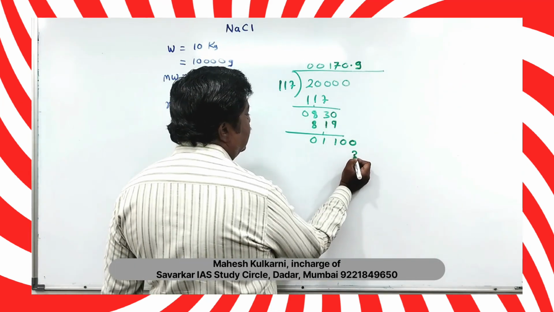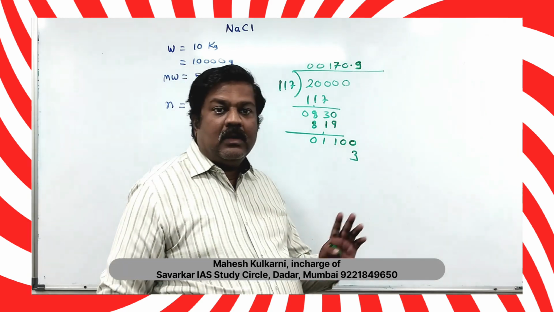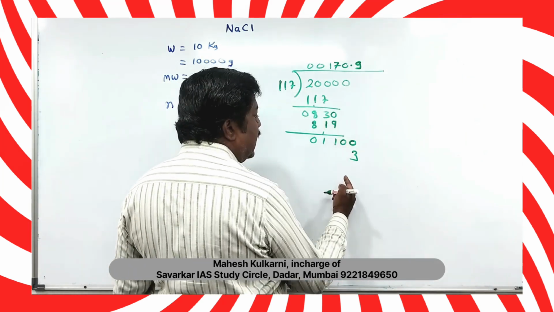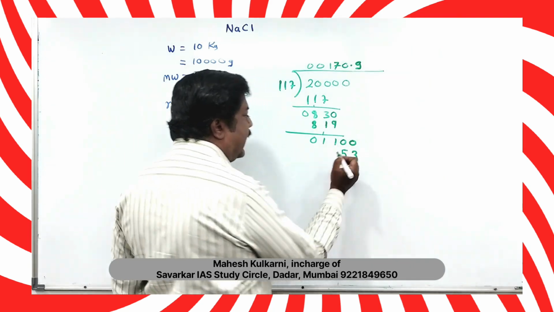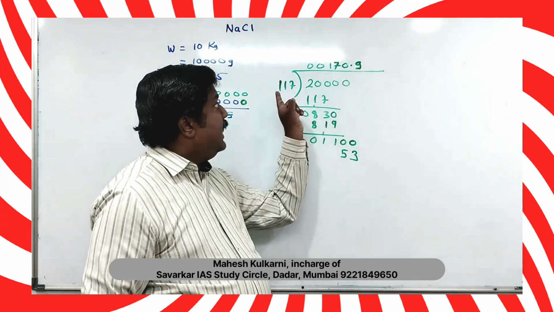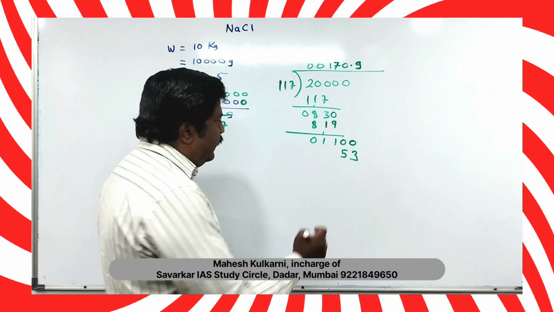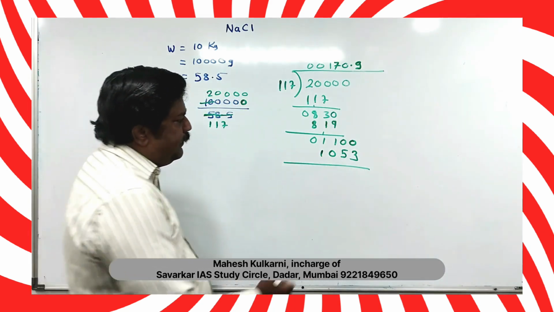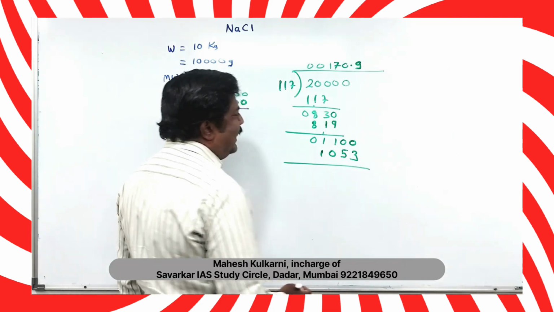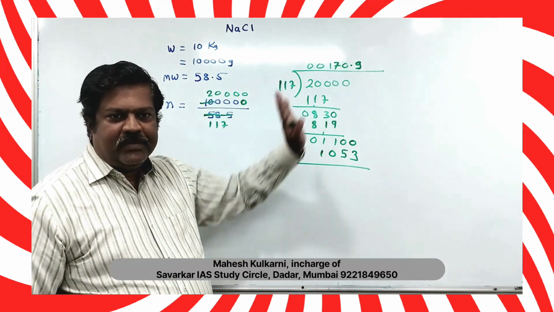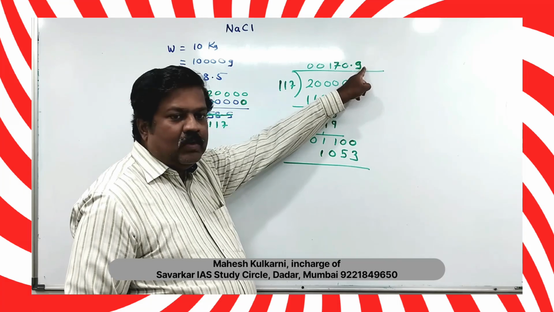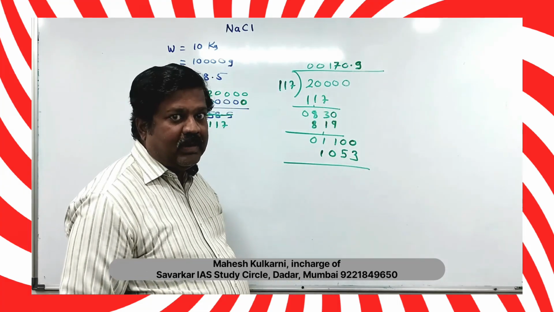9 sevens are 63. Carry forward 6. 9 ones are 9 plus 6, 15. Carry forward 1. 9 ones are 9 plus 1, 10. So we are getting this figure. Now I will just carry out the calculation, but I hope this is sufficient. Because again we have to take 0, then again a huge figure will be there.